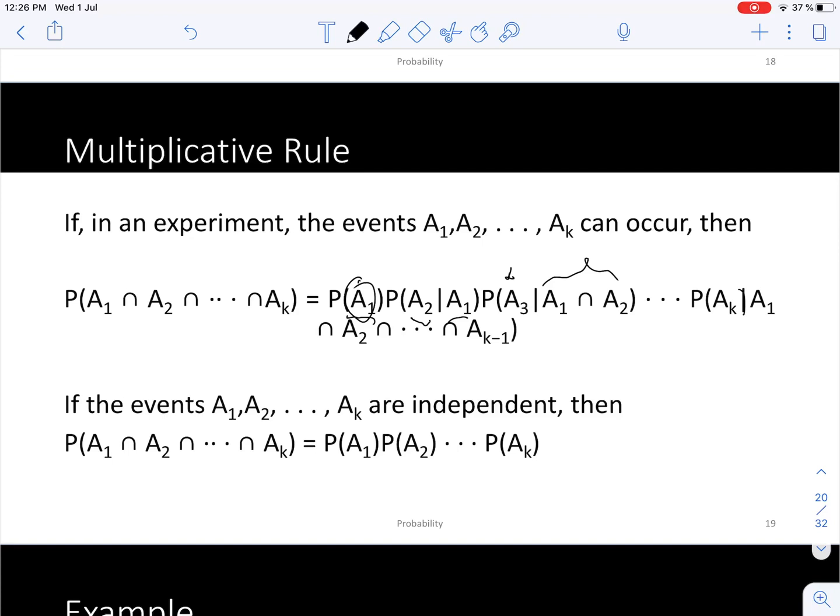And if we are lucky and the events are independent, then this will be just the multiplication of the individual probabilities. We don't have the conditionals. We get rid of the conditionals in that case. Because remember that if events are independent of each other, then they are not affected by the occurrence of the other event.